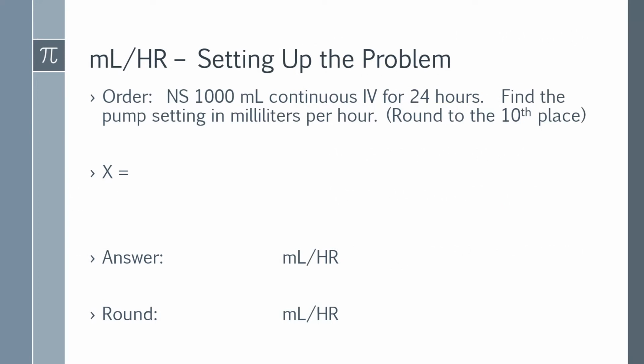All right, this is the same question from the previous screen, but now we're going to start going into some math. Just to bring back what was really important and what we're solving for: we did say we have to round to the 10th placeholder. We're solving for milliliters per hour. We have 1,000 milliliters that we're going to give to our clients over 24 hours. So now let's do some math.